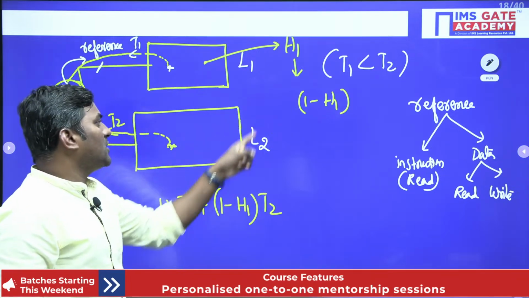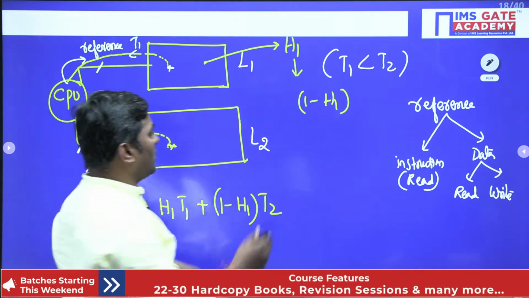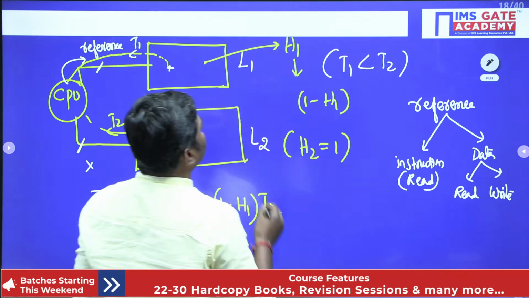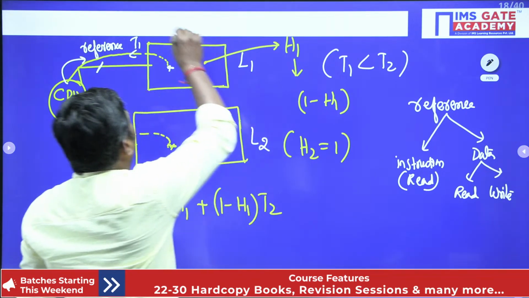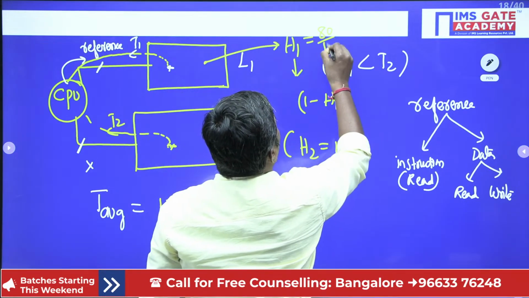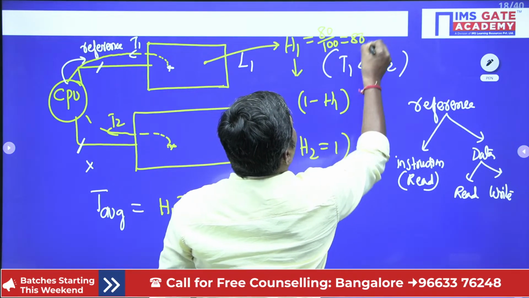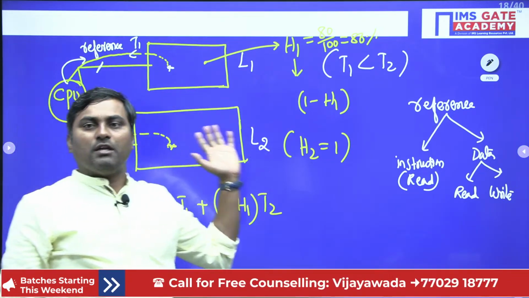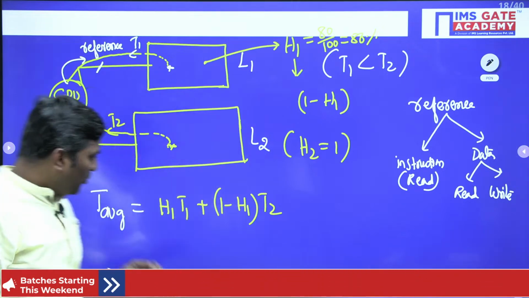So multiplying with H2 is not required, because the H2 value here will be what? 1 or not? Always 1. Suppose out of 100 times, 80 times it is a hit, that is H1 equal to 80 by 100, which is 80%. Now the remaining 20% will be where? In level 2 only. I hope you understand the expression.